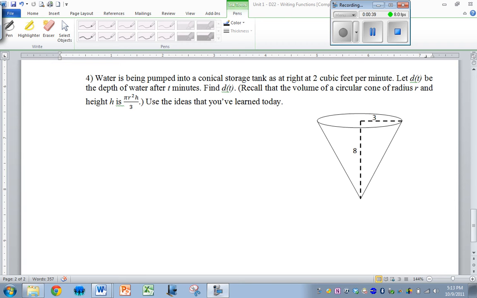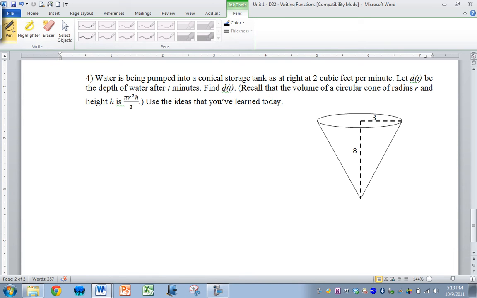Now, the reason why this is tricky is because since this is a cone, if I pour this in at a constant rate, the height isn't going to rise at a constant rate, which is a little bit different than the cylinder we did before, because the cylinder increased at a constant rate. So we need to take that into consideration when we're solving this problem. So let's see if we can draw this for a second.